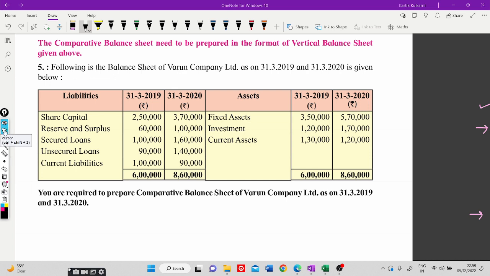Let's express this balance sheet in the vertical format and just calculate the percentage. Now first I will start with liabilities. Instead of calling liabilities, I will call it as sources of funds.